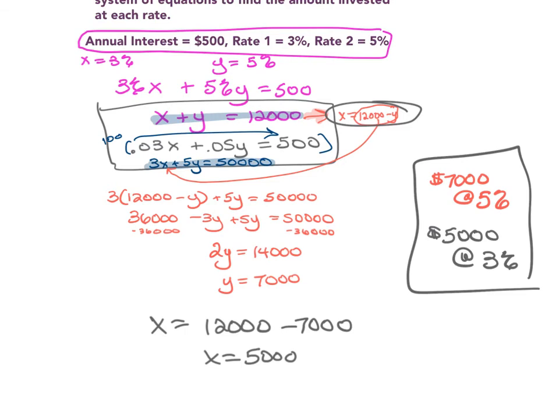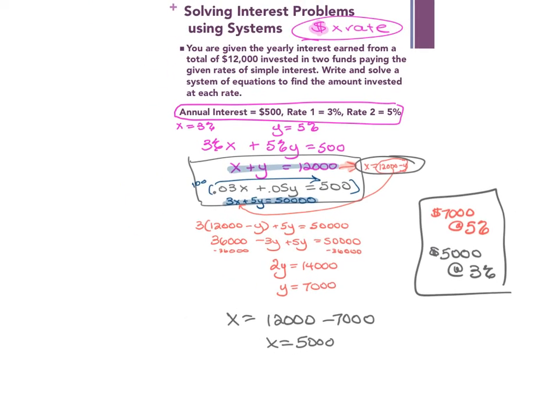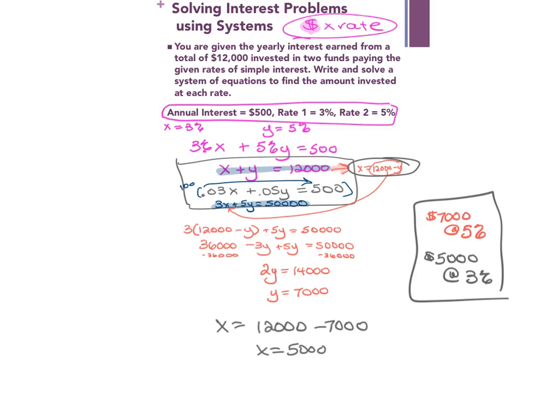I'm telling you right now, you're not going to have a graphing calculator for this portion. You may have a scientific calculator. With a scientific calculator, this is super easy to check. I would do 7,000 times 0.05, 5,000 times 0.03, and see if those two numbers add up to give me my interest earned, which is 500. So these are quick, easy-to-check kinds of questions.